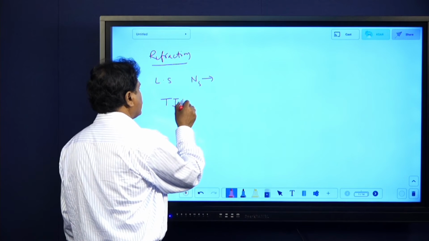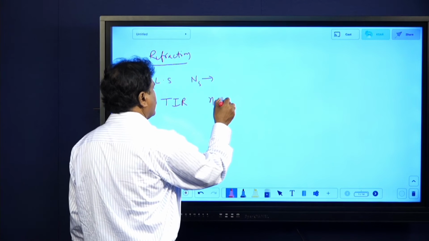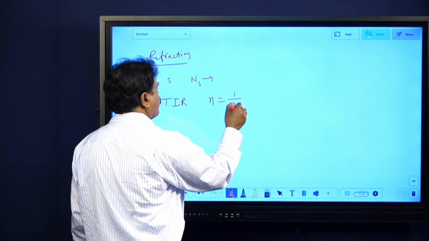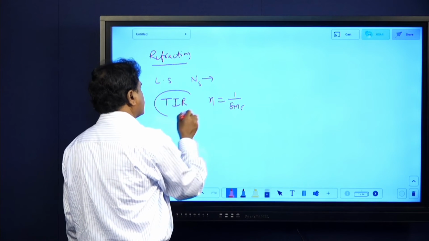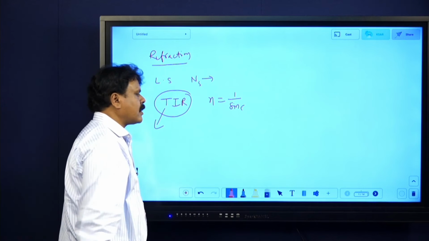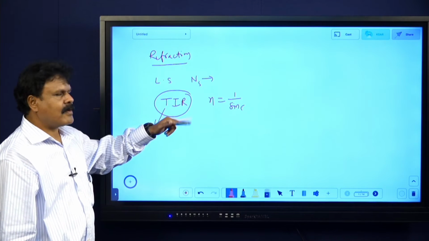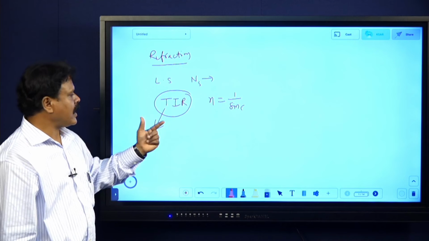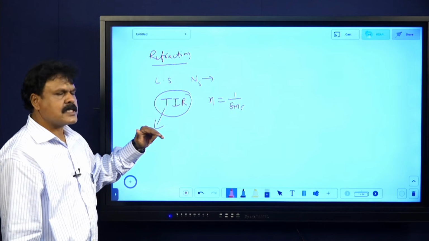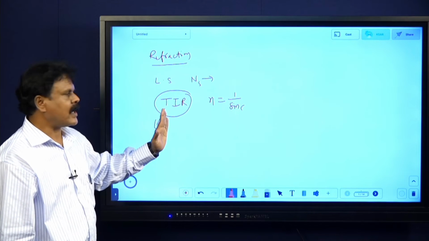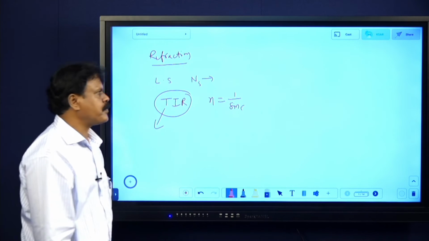But total internal reflection is important. Show that n equals 1 by sin c. What is total internal reflection? What are the conditions for total internal reflection? Ray of light must travel from denser to rarer medium, and the other one is angle of incidence must be greater than critical angle. And n equals 1 by sin c.